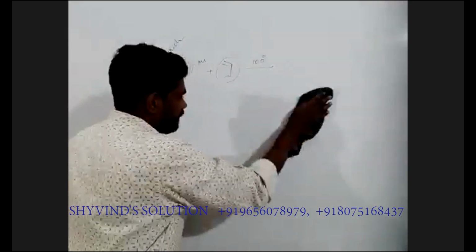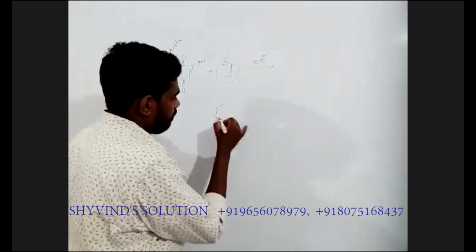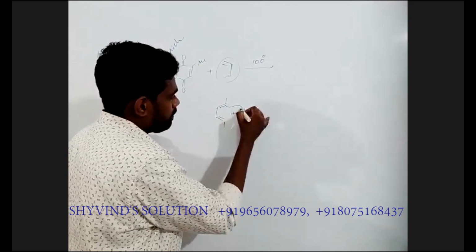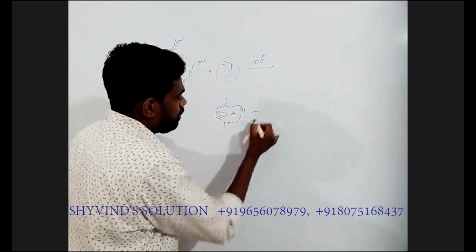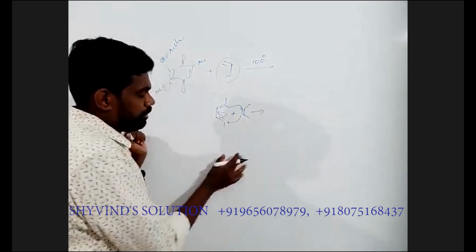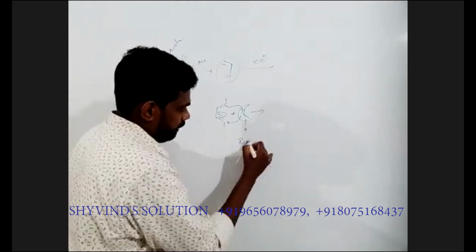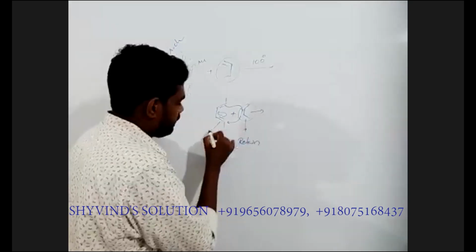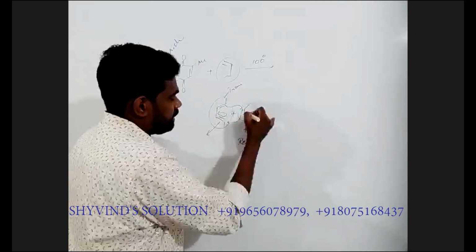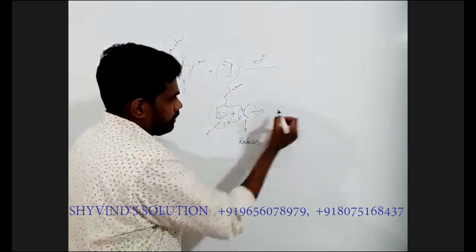Now let's discuss the stereochemistry. What is the stereochemistry? If we have a molecule like this, suppose this is the molecule, the idea is that the stereochemistry of the dienophile will be retained. This is a trans reagent, and this is a cis reagent. So the product will be like this.